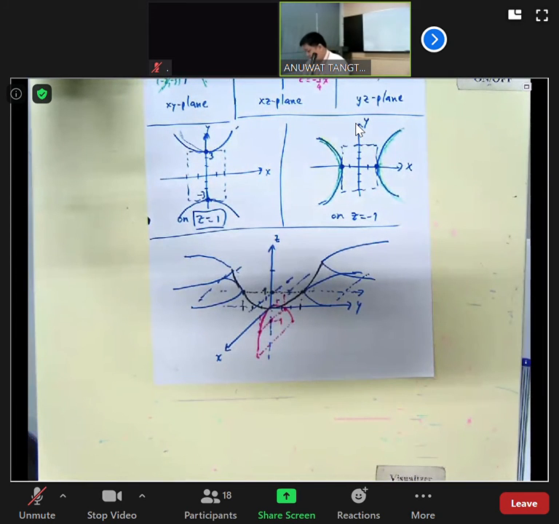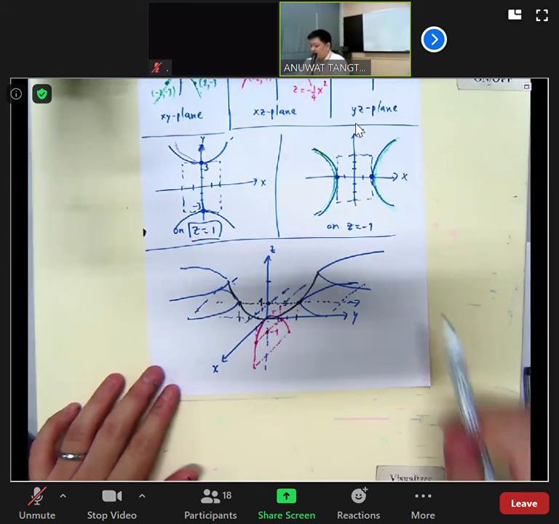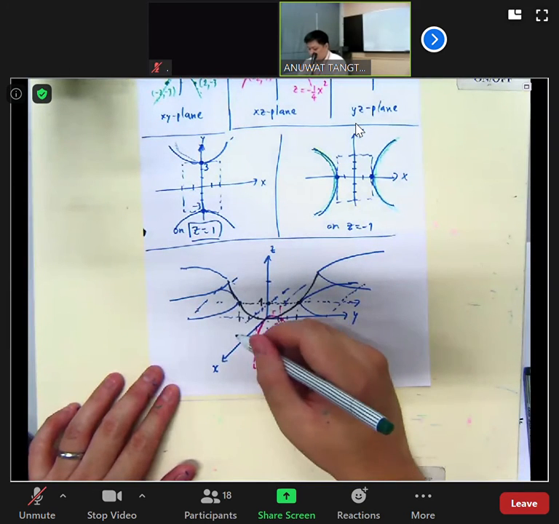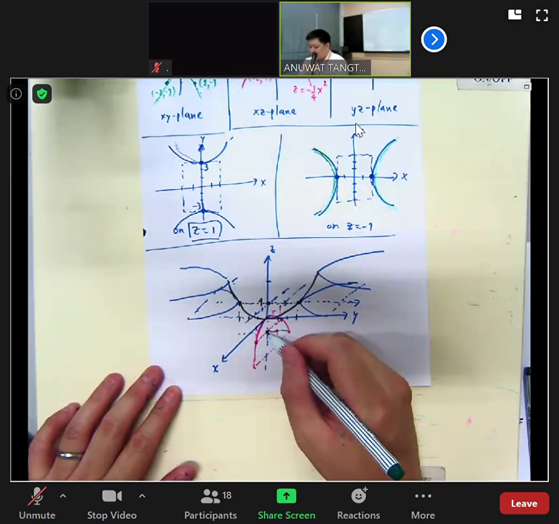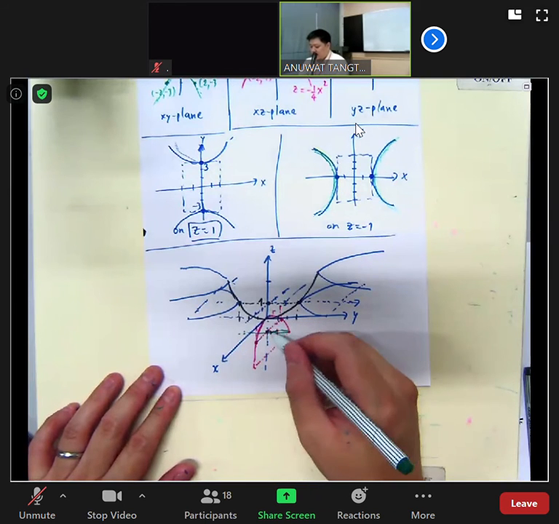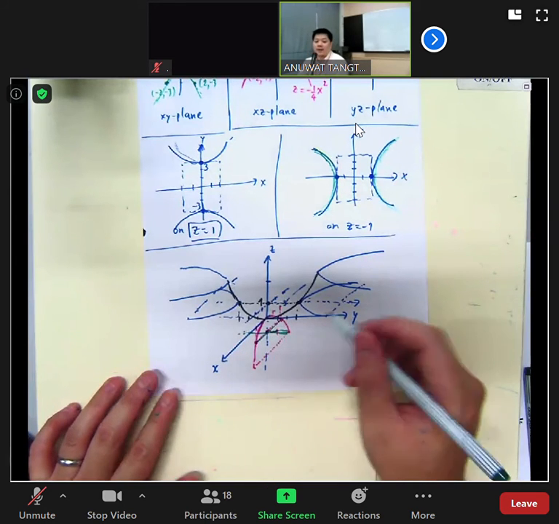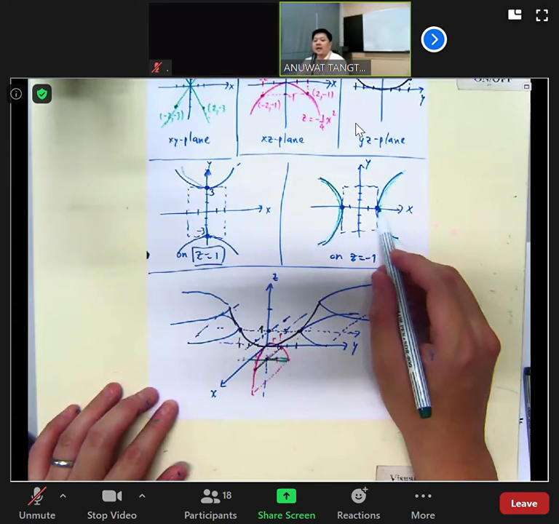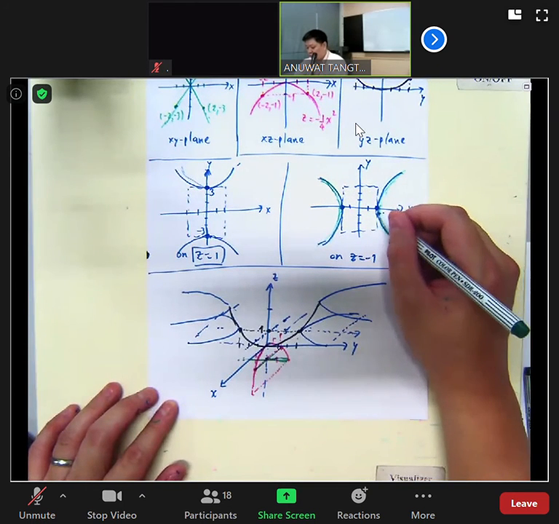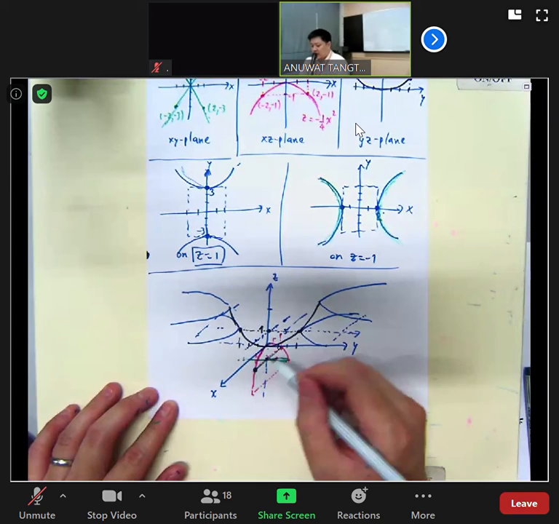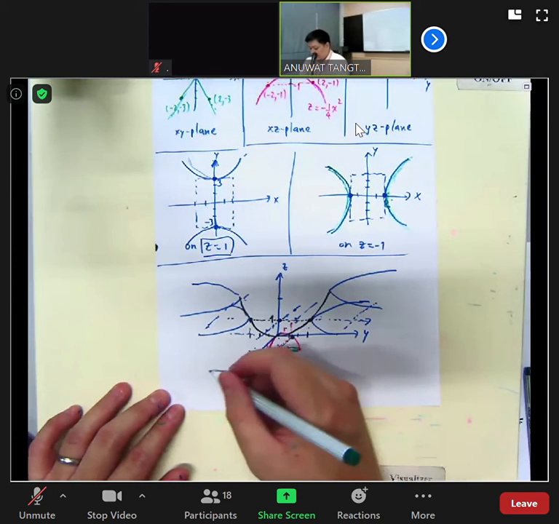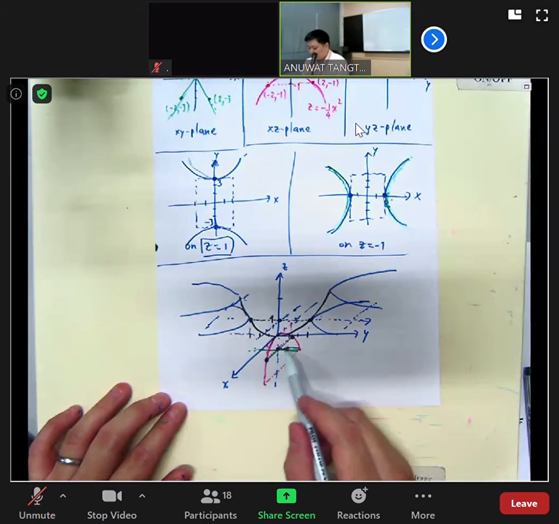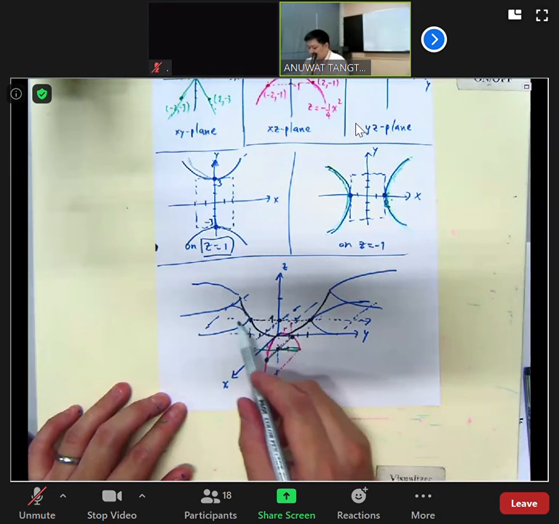Now, what about on z equal to minus 1 here? You can see that on z equal to minus 1, this is the x-axis, this is y. This is x, this is y, right? And the vertex is on x equal to 2. This is the point x equal to 2, and this is x equal to minus 2. So the hyperbola that you would get would have the vertex here, there.